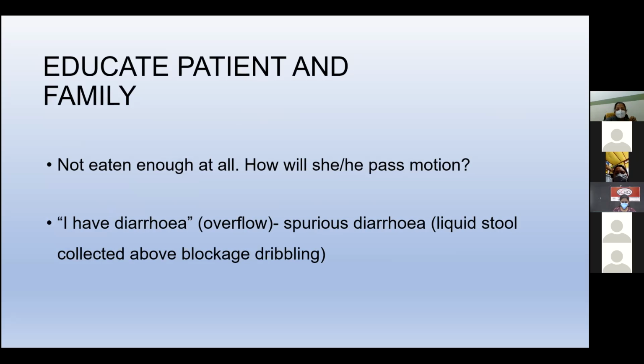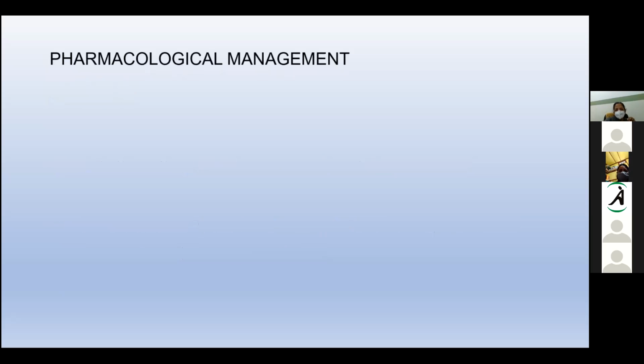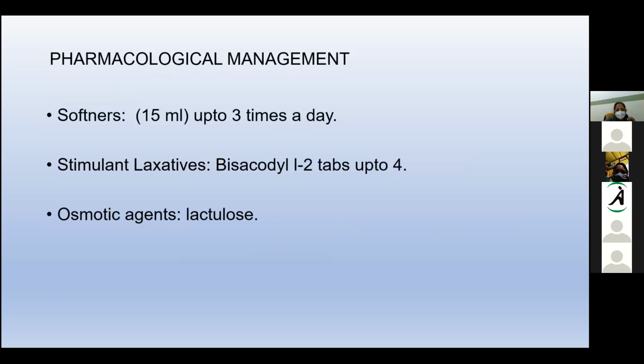Many times even though the patient is constipated, he will complain that he is having diarrhea. Okay, so that is known as overflow diarrhea or spurious diarrhea. Because the opening is closed by the hard stool, the loose stool formed above will pass from the side of the intestinal wall, and there will be dribbling. So that is why a good rectal examination should be done.